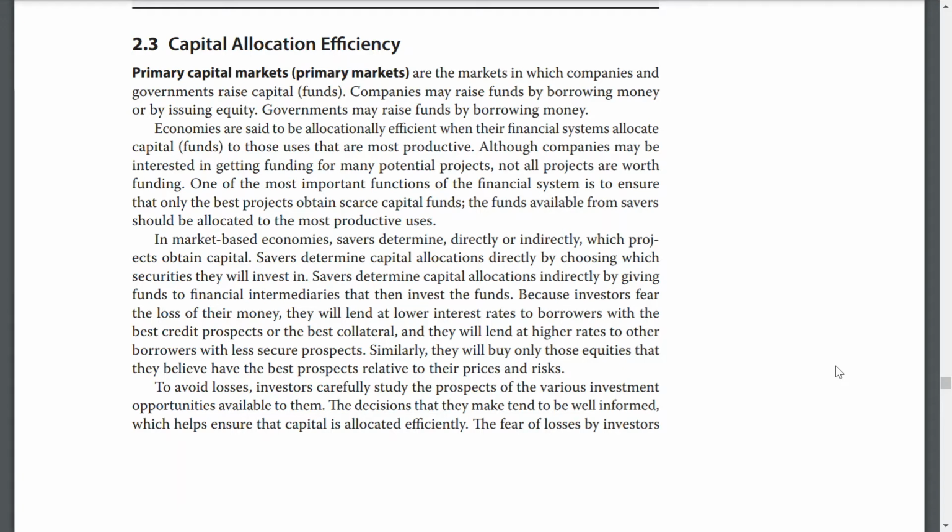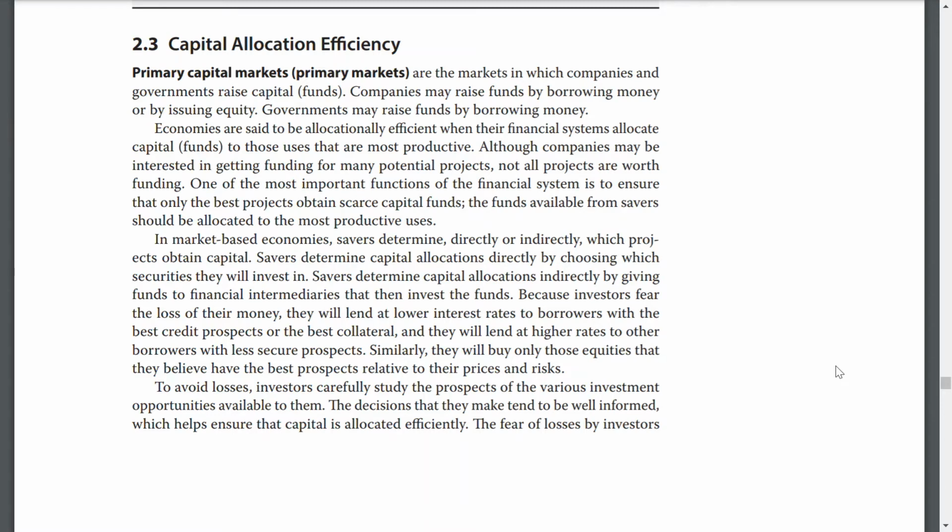In a market-based economy, savers determine directly or indirectly which projects obtain capital. Savers determine capital allocation directly by choosing which securities they will invest in. Savers determine capital allocation indirectly by giving funds to financial intermediaries that then invest the funds.